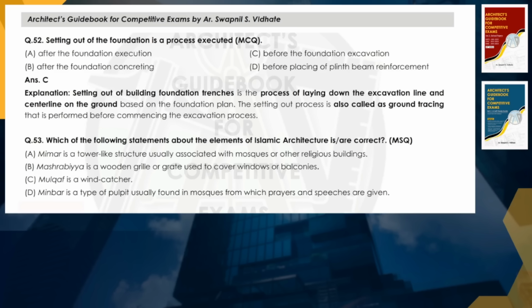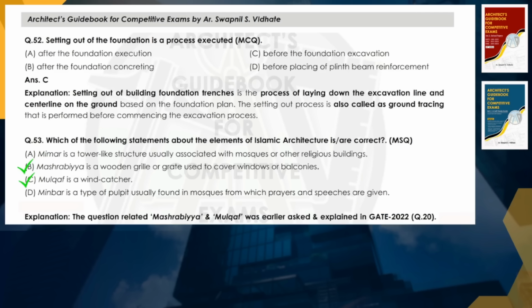Then the question related to mashrabia, which is a wooden grill or a grate used to cover windows or balconies. The question related to mashrabia and option C, that is malkaf, which is a wind catcher, was earlier asked and explained in GATE 2022 at question 20. So these two elements are definitely related to Islamic architecture. So option B and C are the correct ones. What is D? Minbar is a type of pulpit usually found in a mosque from which prayers and speeches are given. So this option is also the correct one.